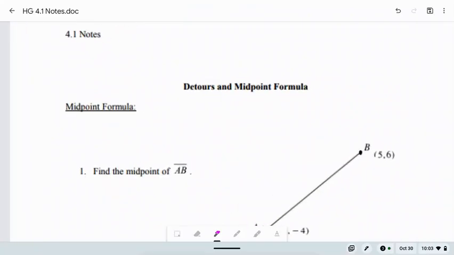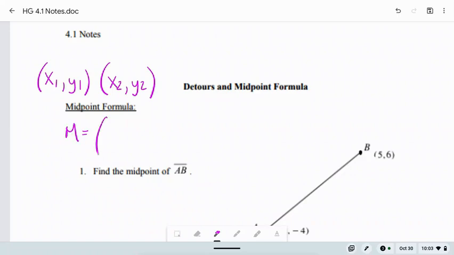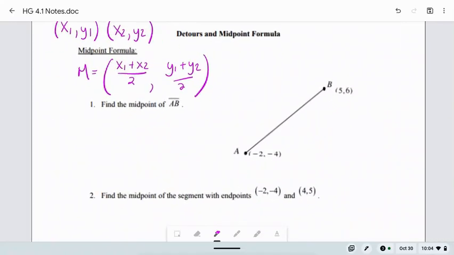So if you have 2 points, let's just call the first point x1, y1, and then the second point x2, y2. To find the midpoint between those 2 points, you would use this formula. M, which stands for midpoint, equals (x1 plus x2) divided by 2, comma, (y1 plus y2) divided by 2. So essentially, you're just adding the x coordinates together and dividing those by 2, and then adding the y coordinates together and dividing those by 2. So let's try some examples here.